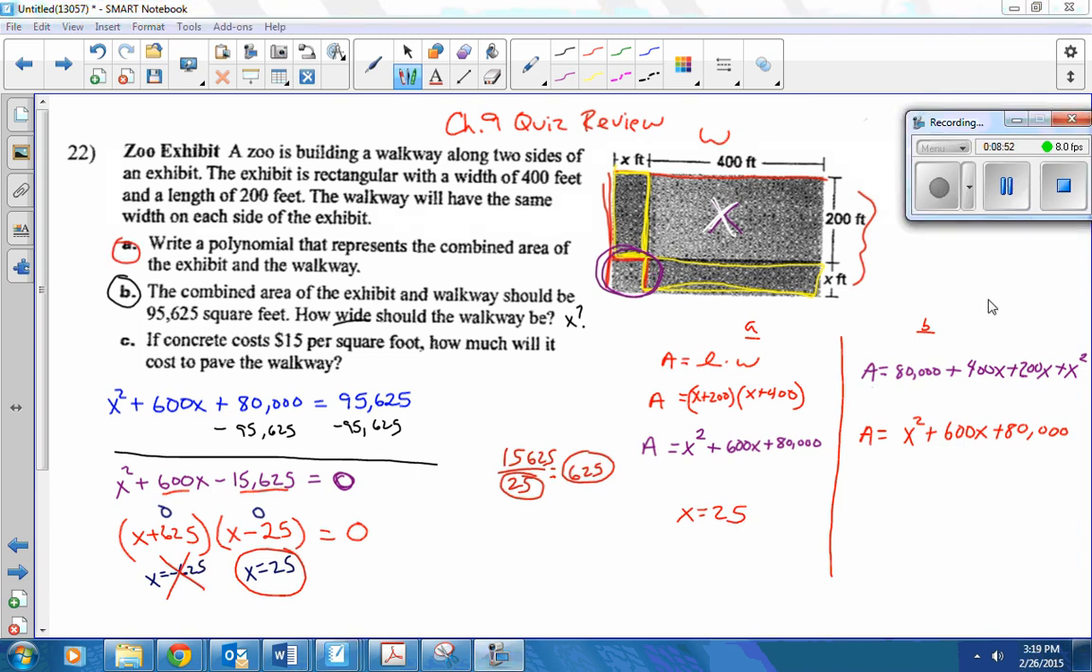That means I'm going to go back to this side over here. I found x times x, this little square here. Now I'm going to put in 25 for that, so I get 25 squared. I see 600 times x, which is actually made of the 400x and the 200x. So these two rectangles on either side make 600 times 25. Those represent the walkway. I'm not going to figure out the area of this part, because it's already taken up by the exhibit. I just need to find the area of the walkway.